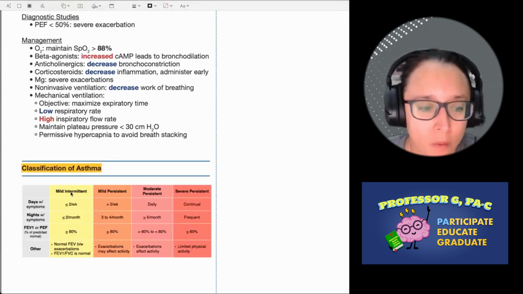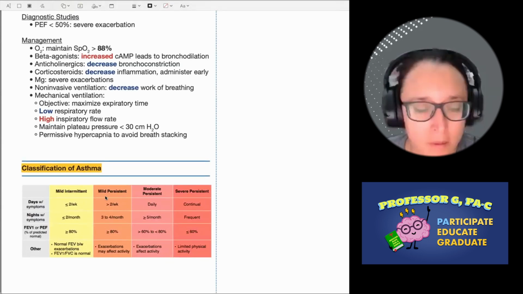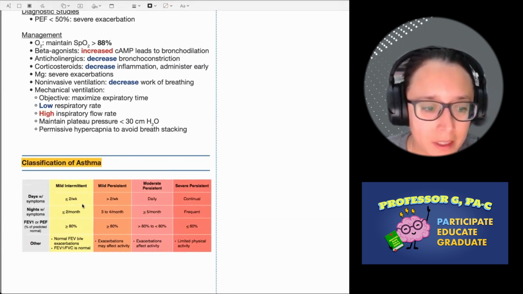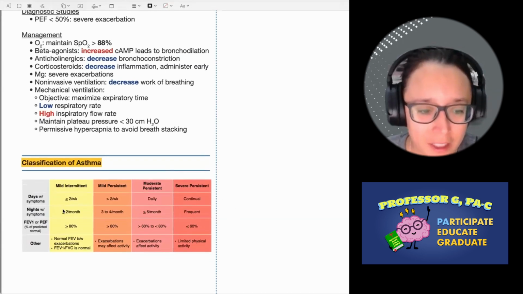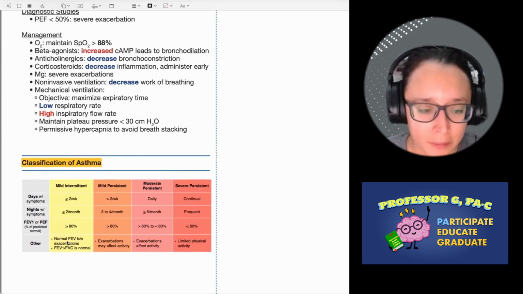You should know which constitutes intermittent, persistent, mild, moderate, and severe persistent based on symptomatology. And this is something you could read in a vignette. You do need to know this, okay? Basically, if you have less than two, it's just happening from time to time. That is going to be mild intermittent.